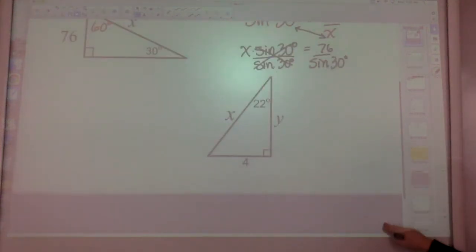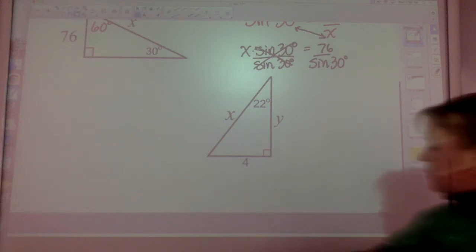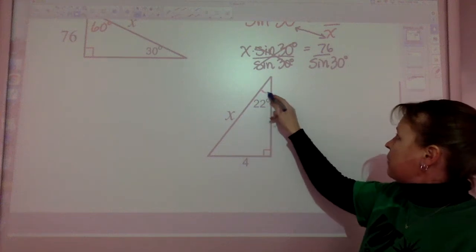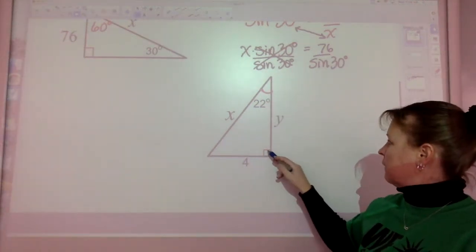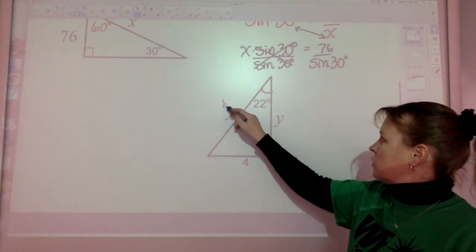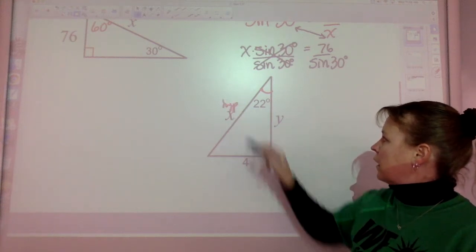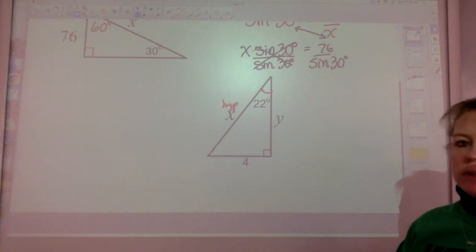Let's try this one. Set it up. Of course, we're going to have to do two problems because we're looking for x and we're looking for y. Okay. Mark the 22 degrees. We're going to have to label everything, and the first thing I'm going to have you label is the hypotenuse. Find the 90-degree angle, shoot straight across the triangle. The hypotenuse is x.